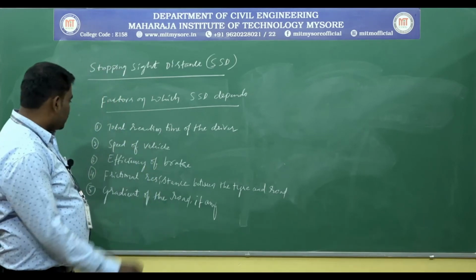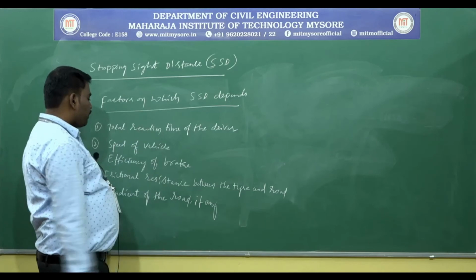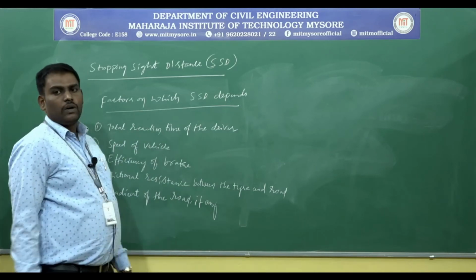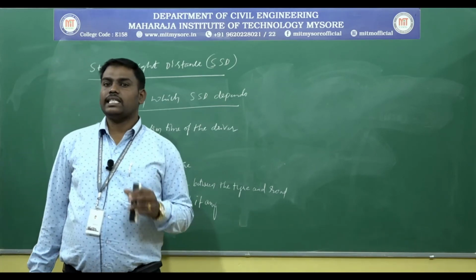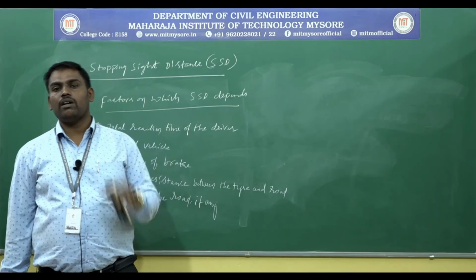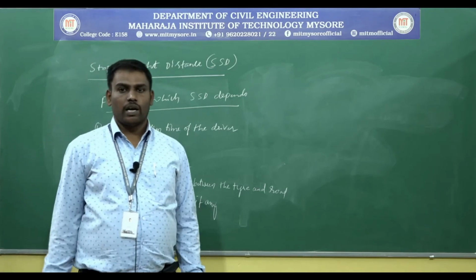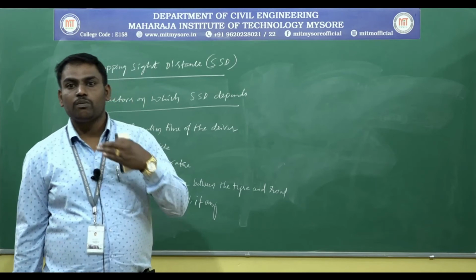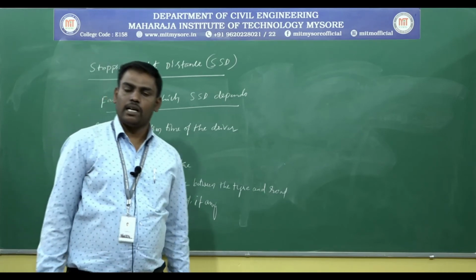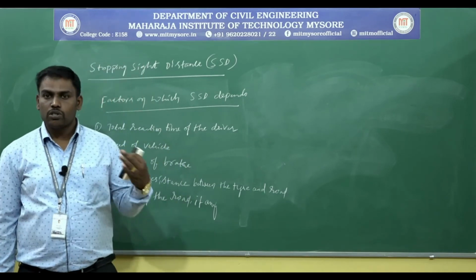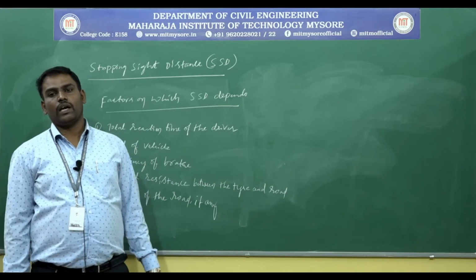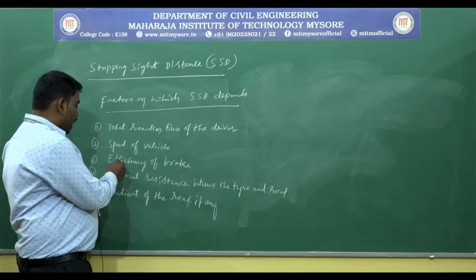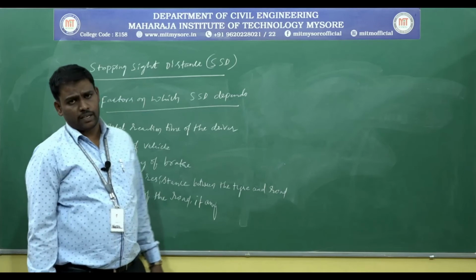Okay. Next, the speed of the vehicle. Okay. The sight distance highly depends on speed of the vehicle. Okay. Higher the speed needs more stopping sight distance. Okay. Next is efficiency of brake.